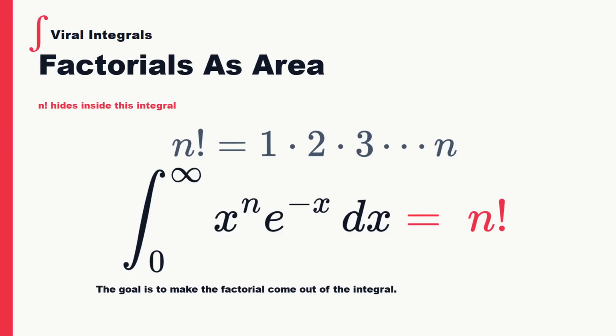So in today's video we're going to show that n factorial is hiding inside this integral from 0 to infinity. Now normally n factorial means 1 times 2 times 3 all the way up to n, but the point here is that the same number can come out of the area under x to the n times e to the negative x.